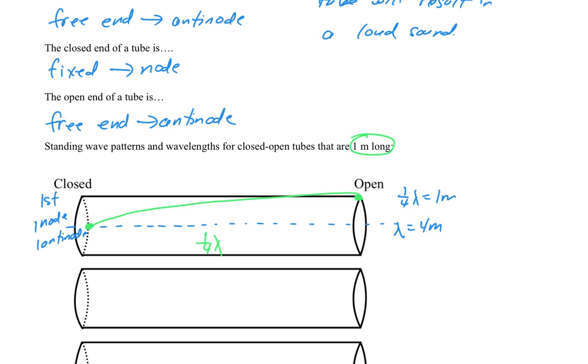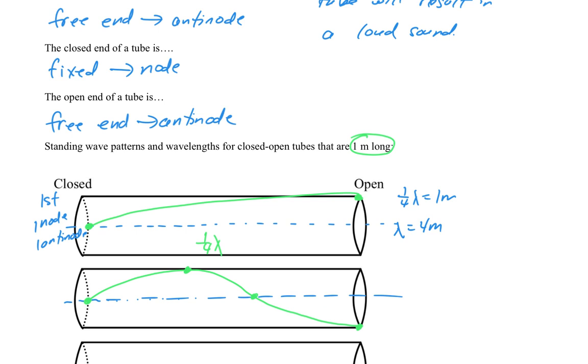Now let's take a look at the second pattern. I didn't dash that quite well, so I will fix it a little bit there. That's better. So the second pattern, I still have to have a node at the closed end, and I still have to have an antinode at the free end. I'm going to put it on the other side of the tube because I know how I'm going to draw it. But for the second pattern, I should get more of the wave in there. I'm going to have to get to another antinode and then to that antinode. That's the second pattern.